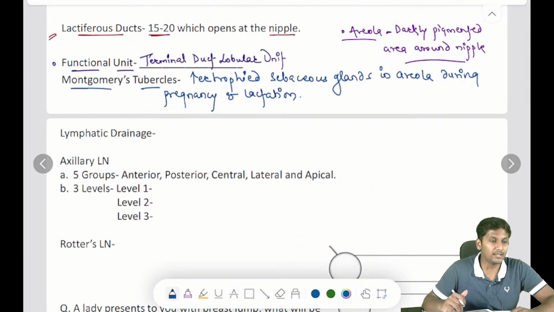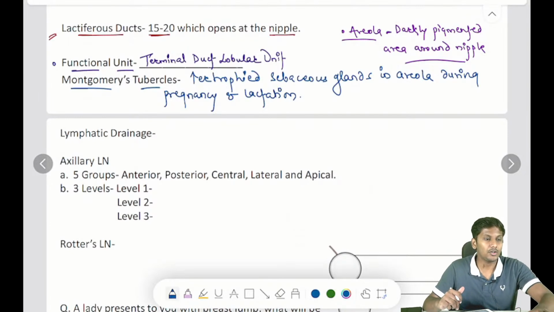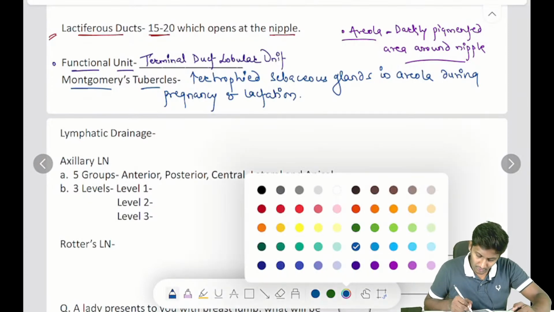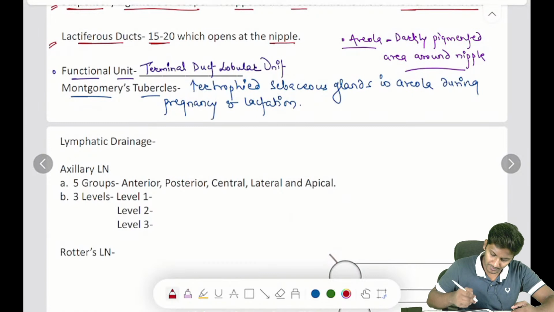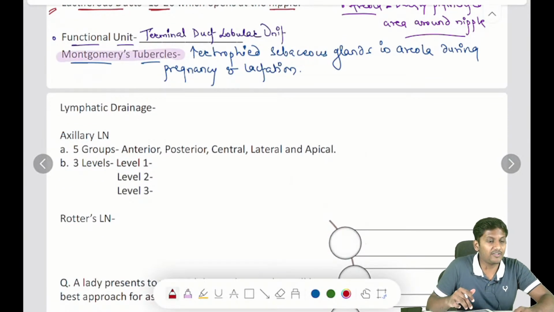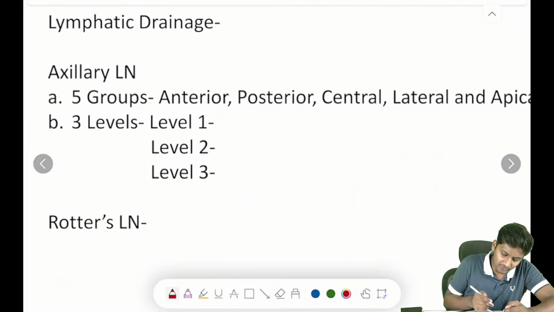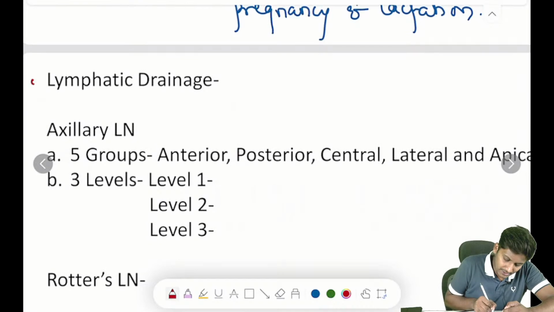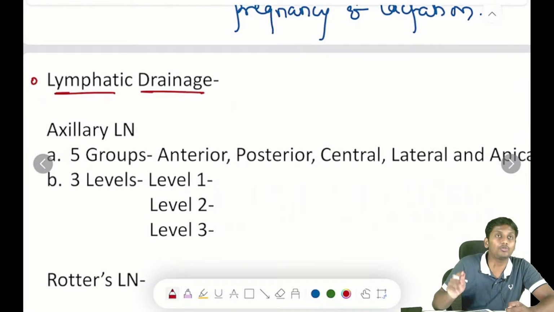कोई दिक्कत नहीं है इसमें, प्लीज रिमेंबर दिस. ओके, चलो. Now next important is the lymphatic drainage of the breast. In the lymphatic drainage of the breast, you have to remember that the breast mainly drains into two groups of lymph nodes.